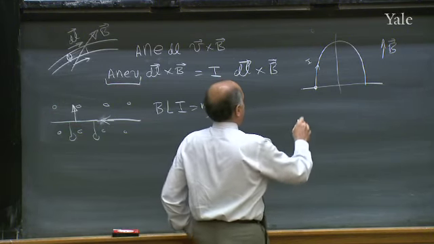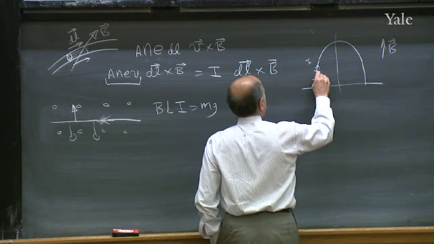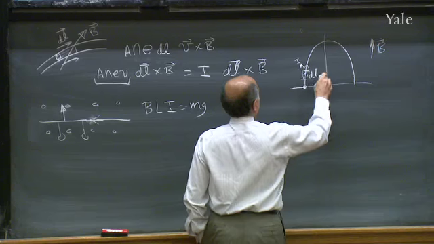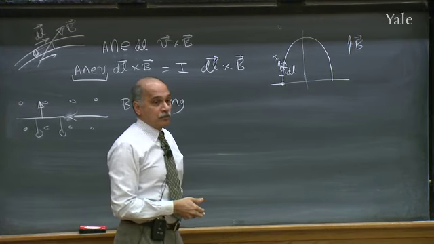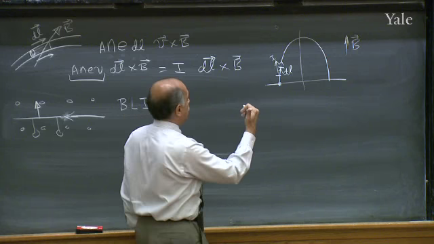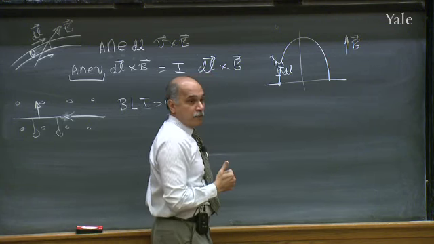So take a portion of the wire here. This is my dl. This is my B. Take the cross product of dl with B. Can you see which way it will go? Do the old screwdriver, or your favorite thing. Do this. It's coming out of the blackboard.